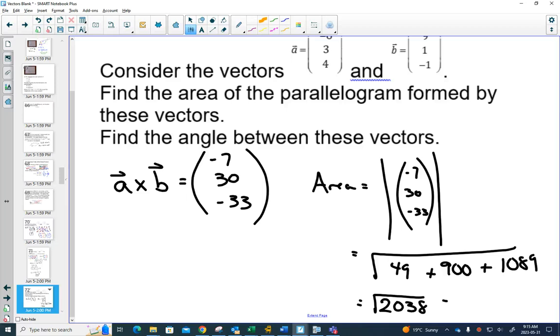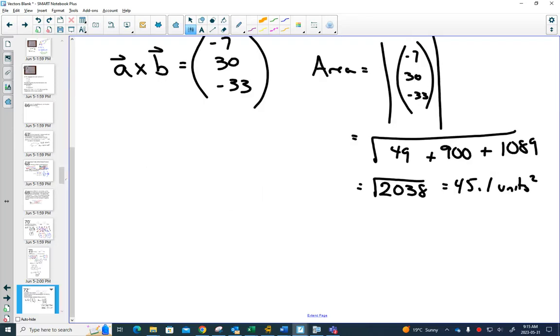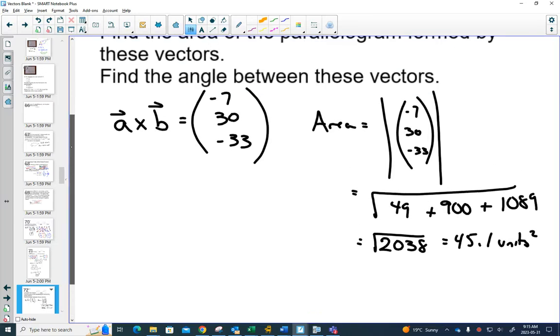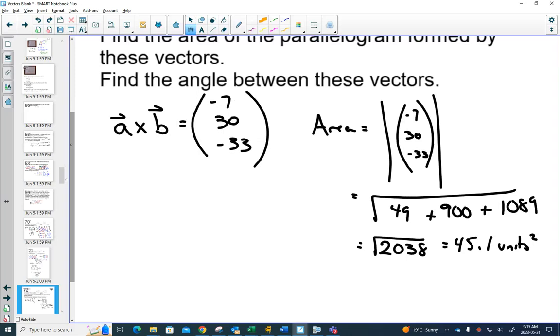Which gives us 45.1 units squared, whatever those vectors were measured in. Now that's the length of our cross product. To find the angle, we have options. We either have the option of using the cross product because it has sine theta in it, or we can use the dot product because it has cos theta in it. Okay?